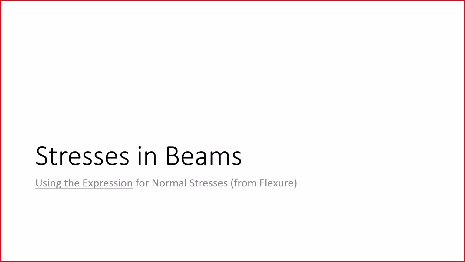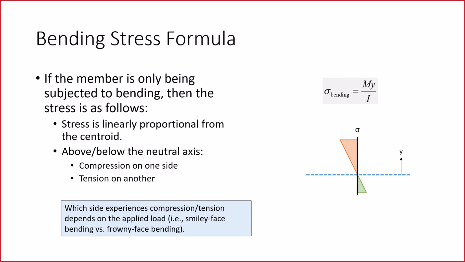Now I want to talk about using it. So let's talk about using the expression. Our third fundamental stress formula is sigma equals My over I. In order to utilize this formula, we need essentially three components. We need the bending moment. The bending moment comes from the moment diagram. It could be given to us in a problem statement, or I'm given a structure and I need to analyze the structure in order to determine its bending moment.